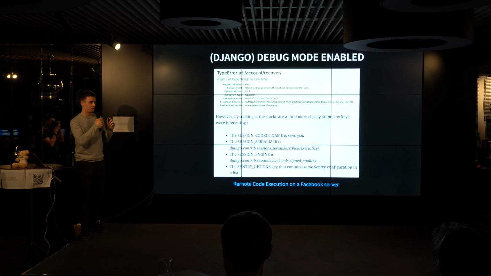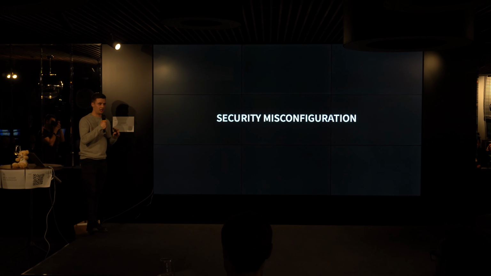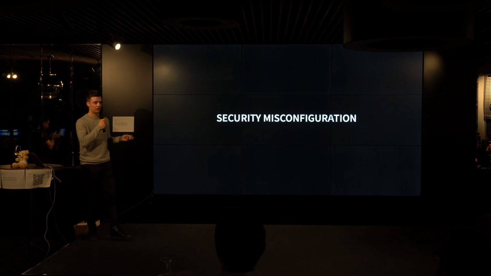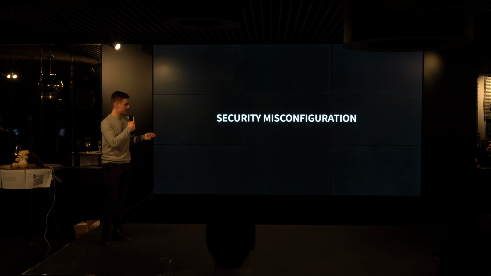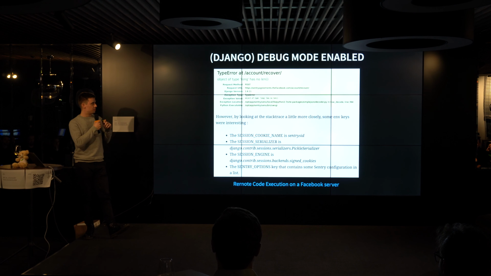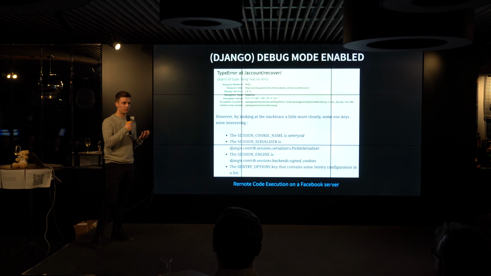Security misconfiguration. This is a very broad vulnerability class, a new class or old class actually, it's in the OWASP Top 10, I think. For example, it can be Django debug mode, or debug mode on any of your frameworks.